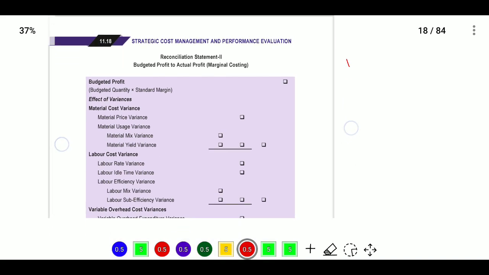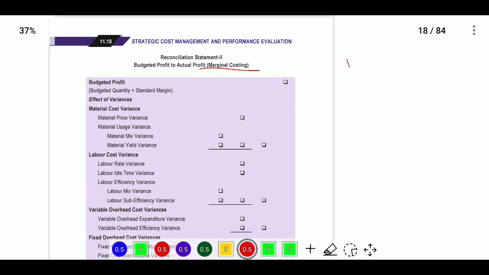Next, from marginal costing, we will see budgeted quantity into standard margin. In case of absorption costing, we will take the actual quantity here. Marginal costing means budgeted quantity into standard margin, but in case of absorption costing, we have actual.